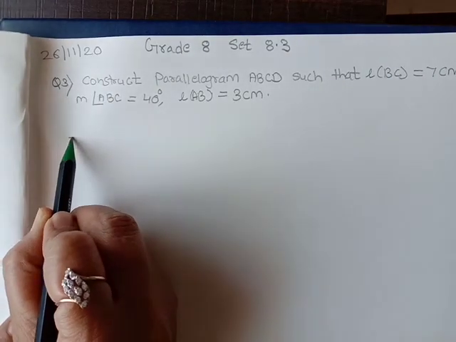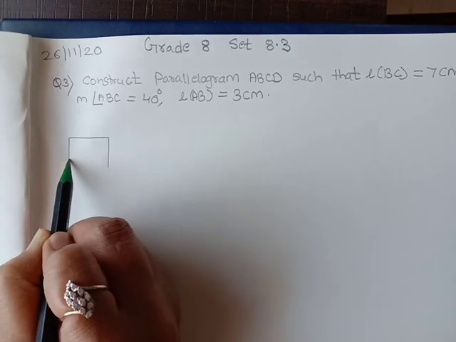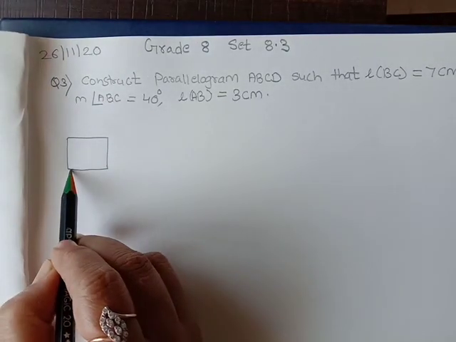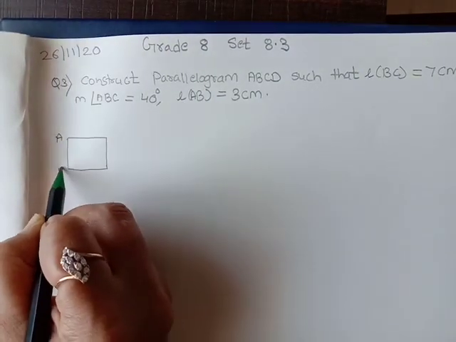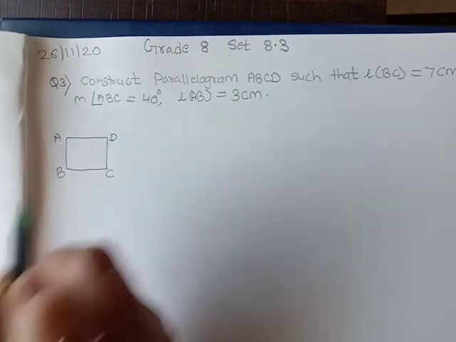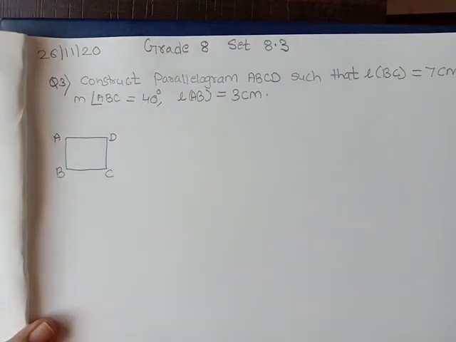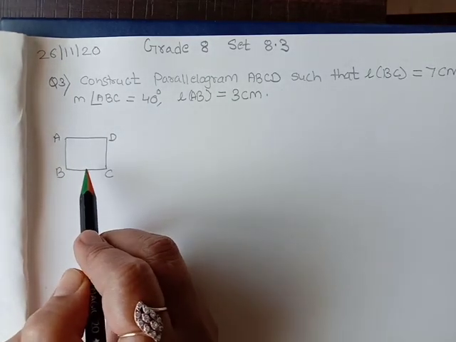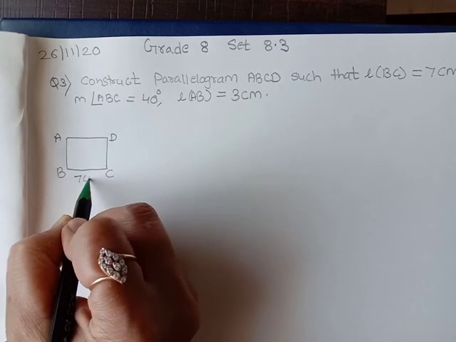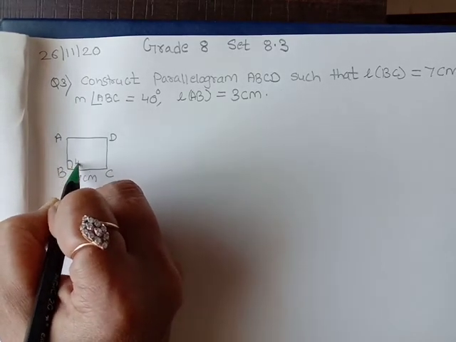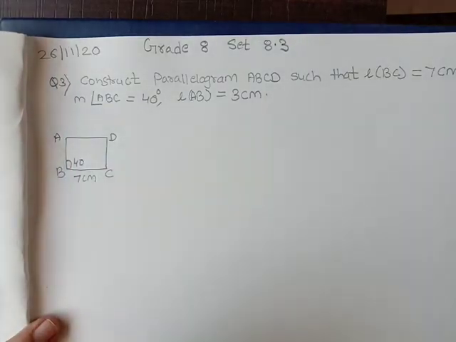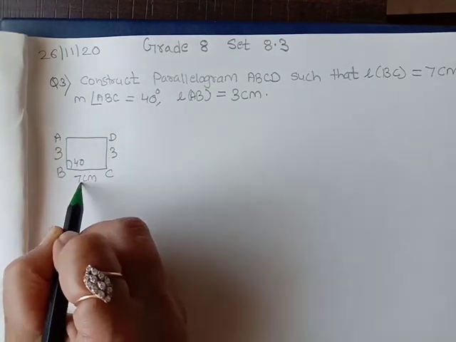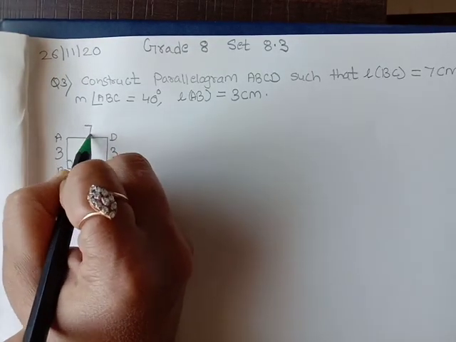Now, parallelogram means it is a quadrilateral first of all. Let us name it. Angle B is given, so B should be coming at the base. So A, B, C and D. Now remember all the properties of a parallelogram. First property, opposite sides are equal. So let us see the sides which are given. BC is 7 cm. Angle B is 40 degrees. I hope you are able to see this. Then AB is given as 3. So if this is 3, this is also 3. If this is 7, this is also 7.